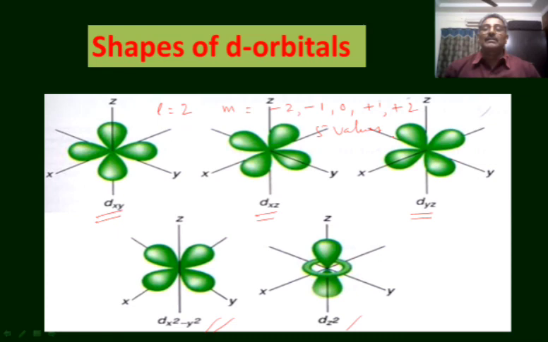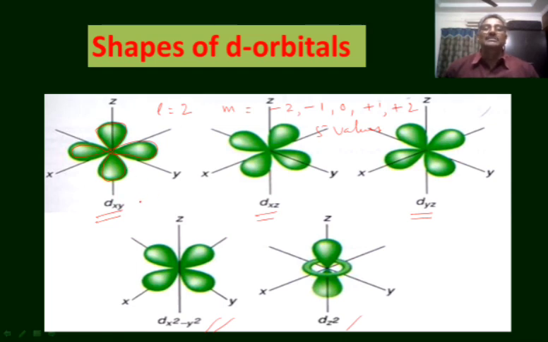Each d orbital except the dz square orbital possesses 4 lobes, that is 2 dumbbells. This is one dumbbell and this is another dumbbell. There are 2 dumbbells in each d orbital except in the dz square orbital. So the shape of the d orbital is double dumbbell.